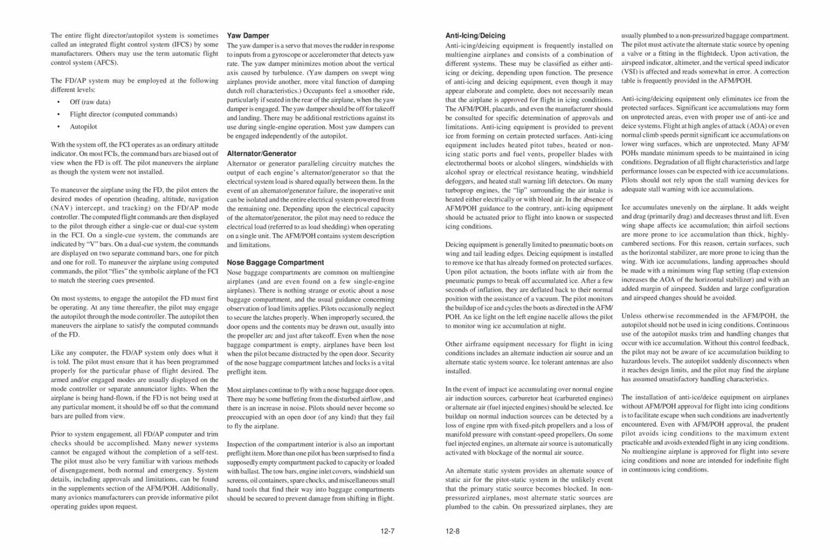Yaw damper. The yaw damper is a servo that moves the rudder in response to inputs from a gyroscope or accelerometer that detects yaw rate. The yaw damper minimizes motion about the vertical axis caused by turbulence. Yaw dampers on swept-wing airplanes provide another, more vital function of damping Dutch roll characteristics. Occupants feel a smoother ride, particularly if seated in the rear of the airplane, when the yaw damper is engaged.